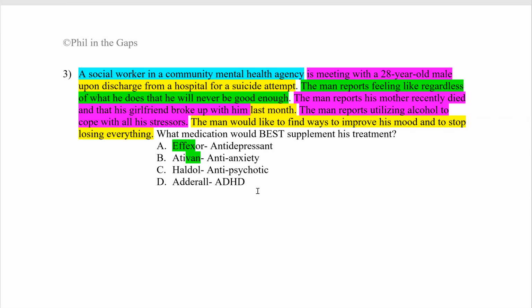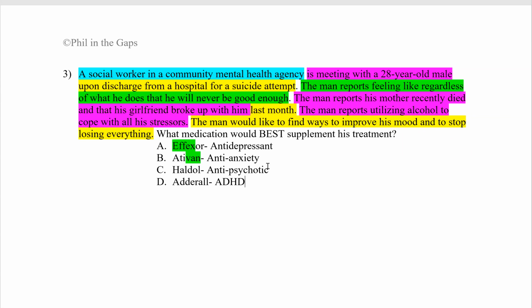Man reports feeling like regardless of what he does, he's never good enough. So there's low self-esteem. He recently had 2 losses. His mother passed away and his girlfriend broke up with him the last month. Any length of time, hop on top of it because it paints a picture of what we're looking at. He's utilizing alcohol to cope with everything, and he would like to find ways to improve his mood and to stop losing everything. So keep that all in mind as we go through each answer choice.